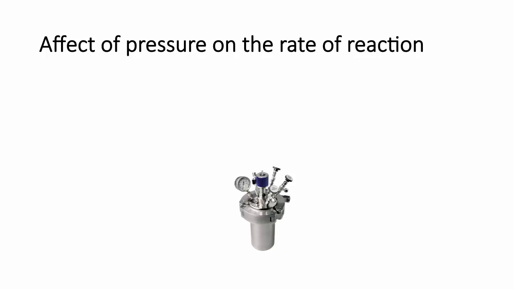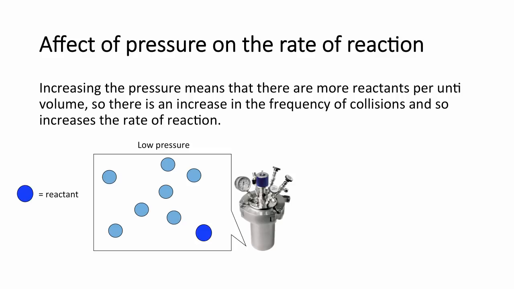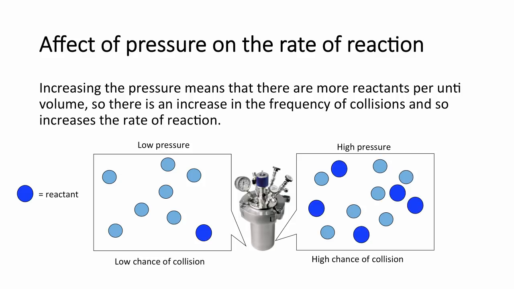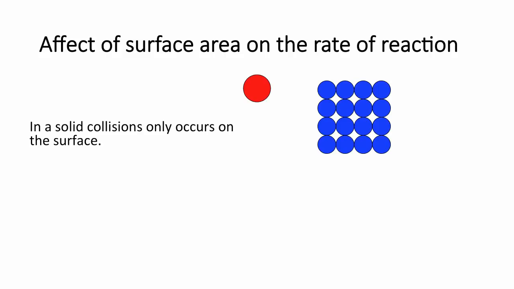The effect of pressure on the rate of reaction. Increasing the pressure means there are more reactants per unit volume, so there is an increase in frequency of collisions and so an increase in the rate of reaction. At low pressure, we have a small number of reactants. But if I increase the reactant of the blue, I get a higher pressure of blue and therefore a higher chance of collision.